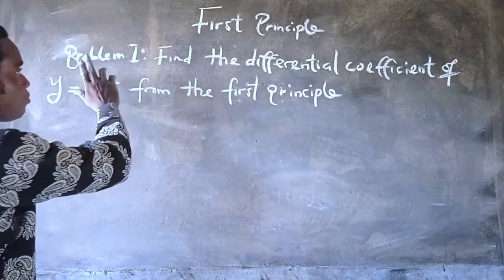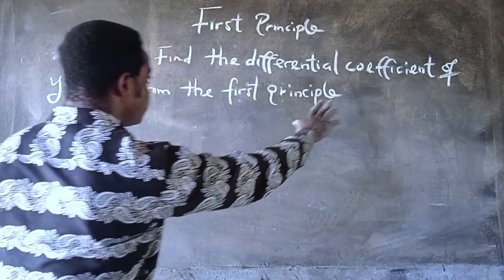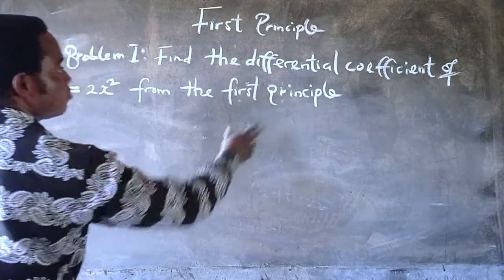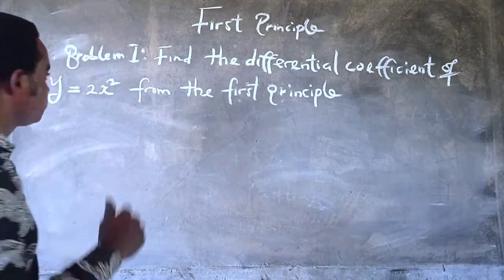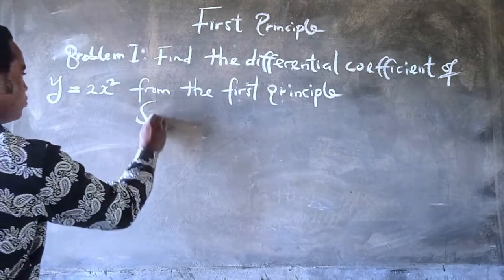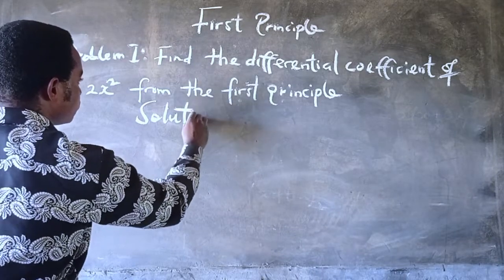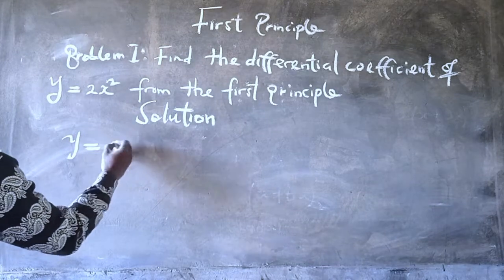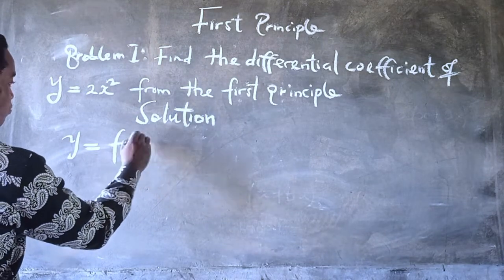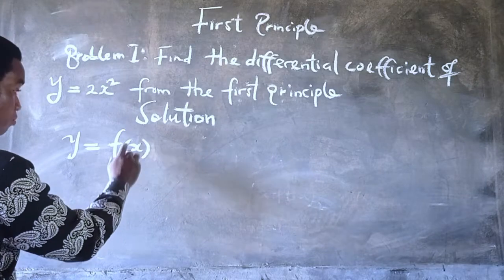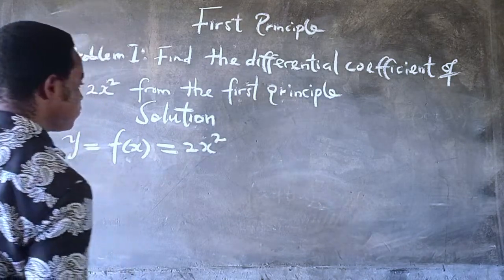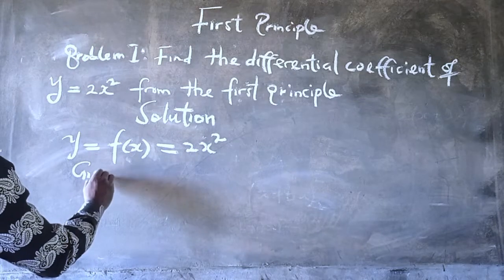In this first example, in this problem, we would need to apply the first principle. We're specifically instructed to calculate the differential coefficient of this function from the first principle. The problem is y equal to 2x raised to power 2. Remember, y is a function of x, which equals 2x raised to power 2.